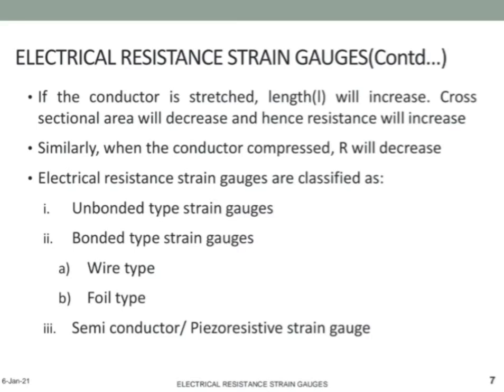Let us now discuss the classification of electrical resistance strain gauges. They are unbonded type strain gauges and bonded type strain gauges. The bonded type is again classified into wire type and foil type. Then the third one is semiconductor or piezoresistive strain gauges.